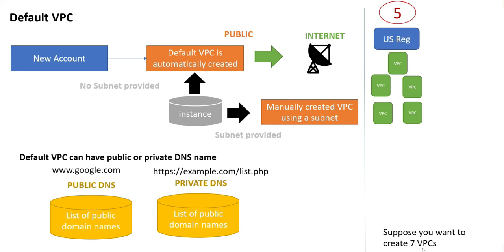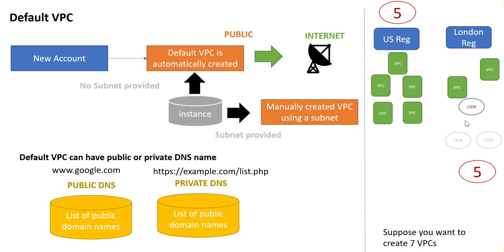If you want 7 VPCs, what to do? Use one more region, for example UK or London, and have two VPCs there. That's a simple solution. So now you have seven VPCs. Now within the VPC, you have CIDRs. That also has a max limit of 5. Within a VPC, you can only have 5 CIDRs. Okay, so you should remember this number both ways, 5 and 5.